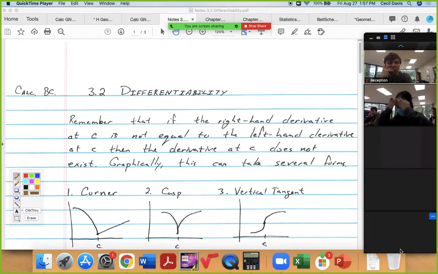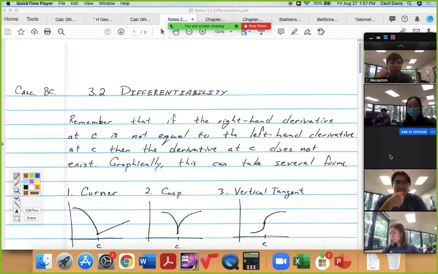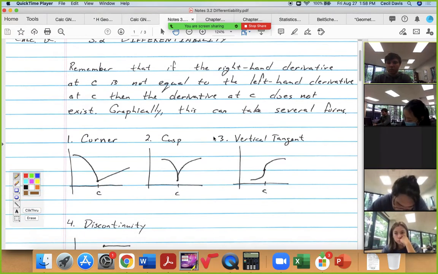All right, so today what we're going to look at is differentiability, which is a great word if you can do it in Scrabble because it's got a lot of letters and opens up all kinds of things. So remember that if the right-hand derivative at c is not equal to the left-hand derivative at c, then the derivative at c does not exist. And there's lots of different ways that this can happen.